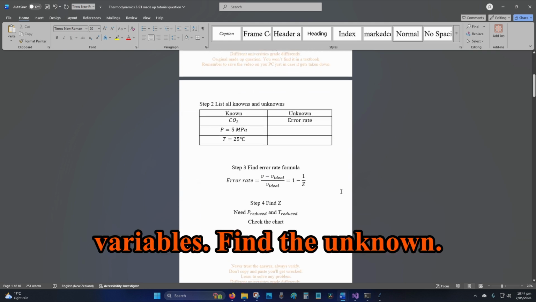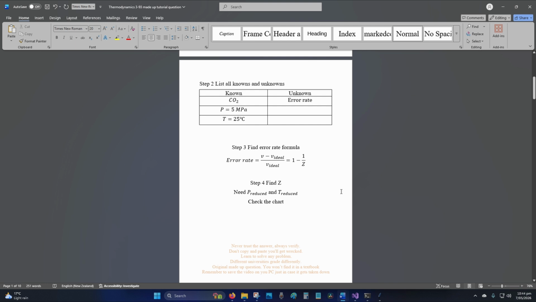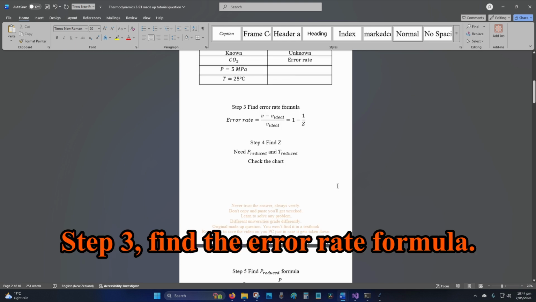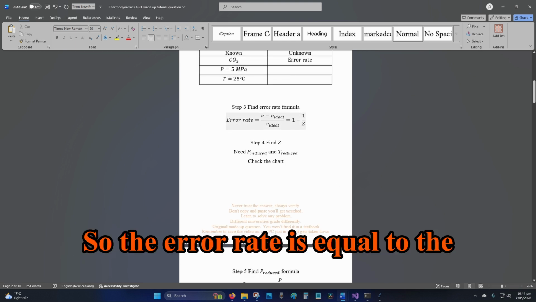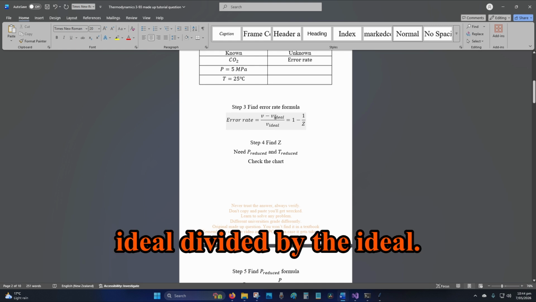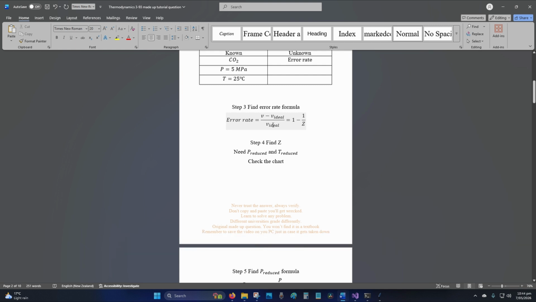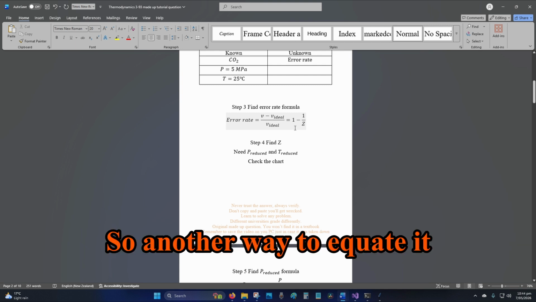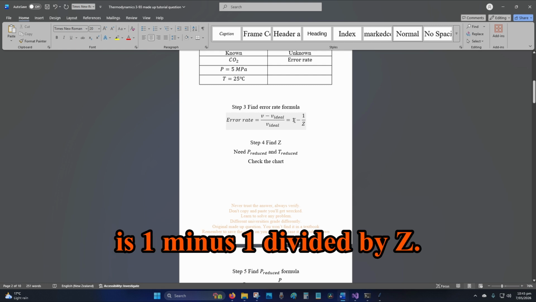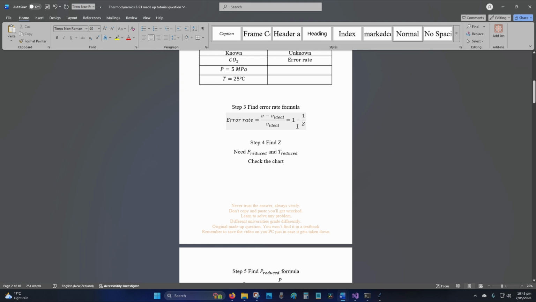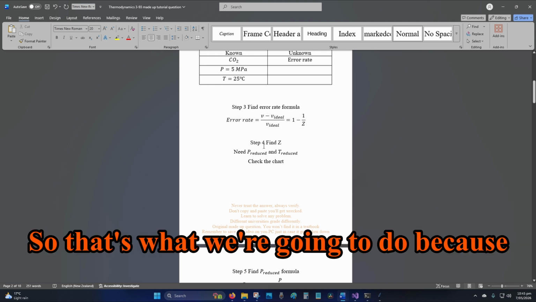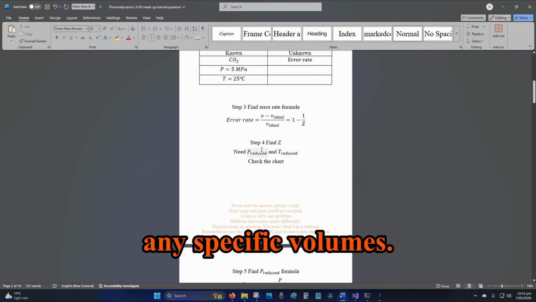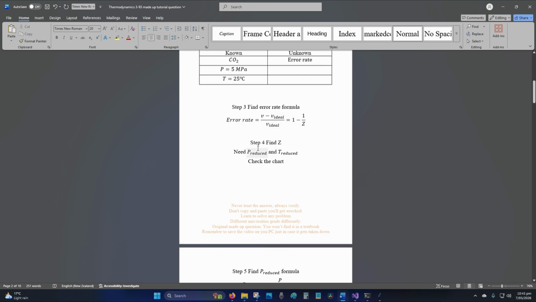Step 2, list all the given variables, find the unknown. Step 3, find the error rate formula. So the error rate is equal to the specific volume minus the ideal, divided by the ideal. Another way to equate it is 1 minus 1 divided by Z, where Z is the compressibility factor. That's what we're going to do because they haven't given us any specific volumes.